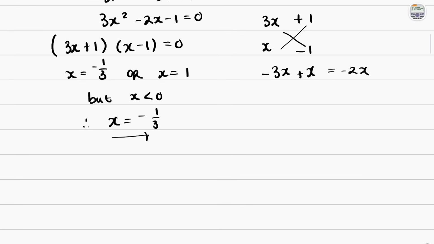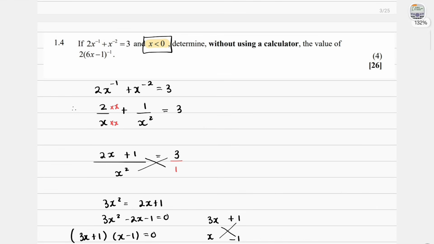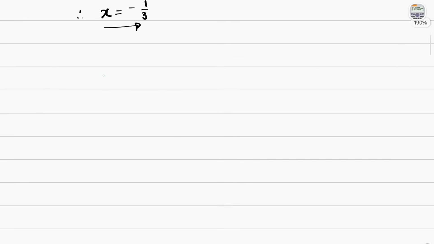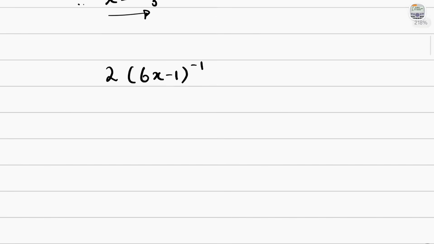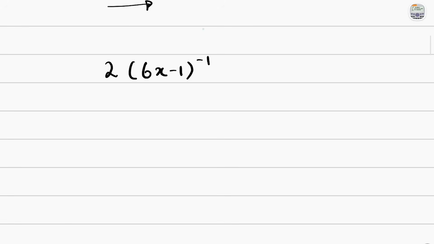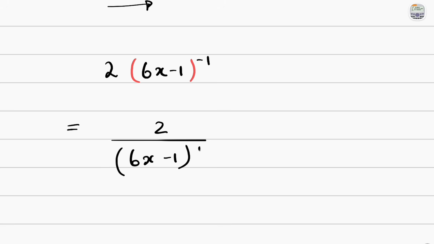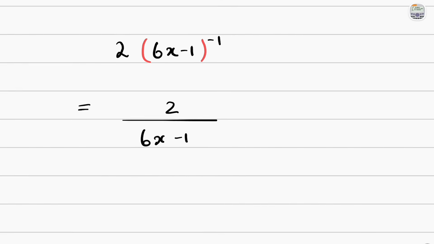Okay, so we finally solved for x, and now we can find the value of what they were asking for, which is 2 times 6x minus 1 to the power of negative 1. So when we rewrite this, do you see that this exponent is negative? And it's the exponent of 6x minus 1. So it means that the whole 6x minus 1 will move to the denominator. So this is equal to 2 over 6x minus 1. And now it has a positive exponent. The 2 didn't move because its exponent is not negative.